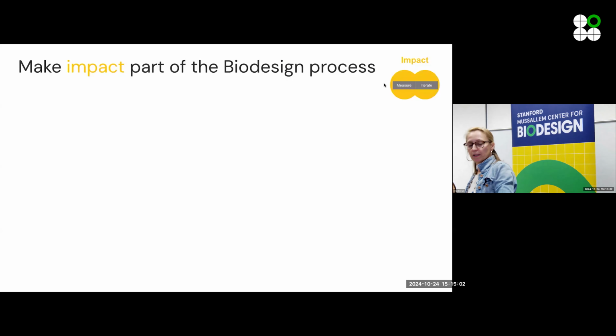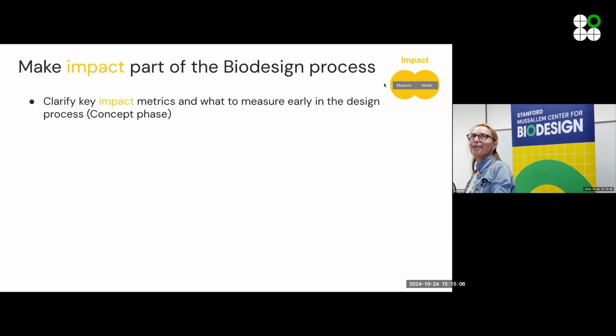So what does it look like to make impact part of the biodesign process? And don't worry, fellows, you're going to be getting some of this anyway. It's clarifying your impact metrics early in your design process, really in the concept phase. What would it be for Brilliance? What were some of the impact metrics? Deaths in facilities averted. Number of babies treated who otherwise would not have been treated. You can also look at the SDGs, the Sustainable Development Goals around newborn mortality.